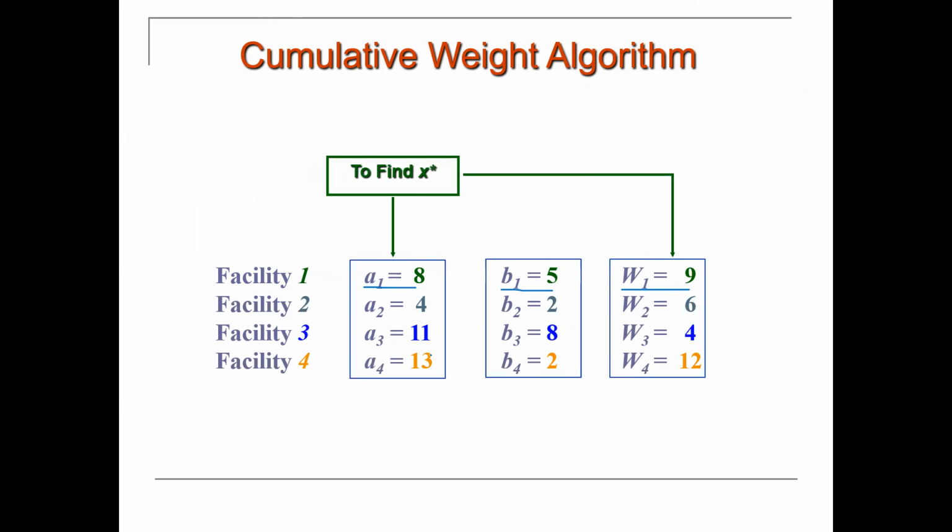And we are going to use these two parameters, the weight and the existing X coordinates for the existing facilities, to find the location in terms of X for the new facility. And we are going to use the location of the existing facilities in terms of Y, and the weight for those facilities to find the location of the new facility in terms of Y.